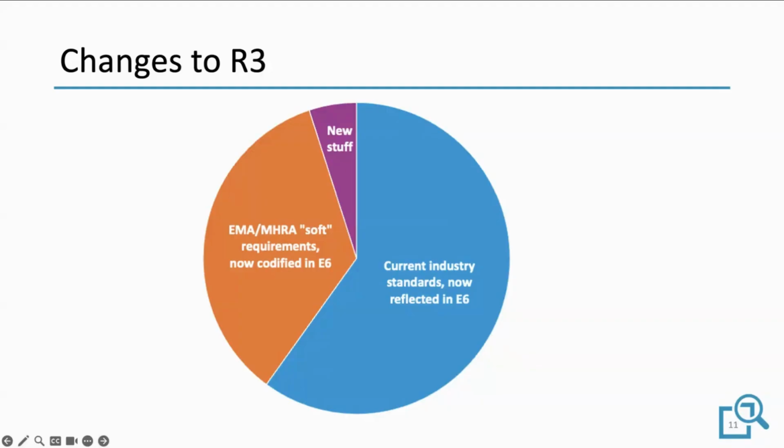Another big bucket of changes here in the orange are practices that have been soft requirements for the EMA and MHRA for years, but have only recently been codified in E6 R3. By soft requirements, I mean requirements that have been stated in Q&As and guidances, but which some Americans have been unaware of because FDA doesn't really emphasize them. For example, the requirement that sponsors must not have exclusive control of the data came from an EMA Q&A.